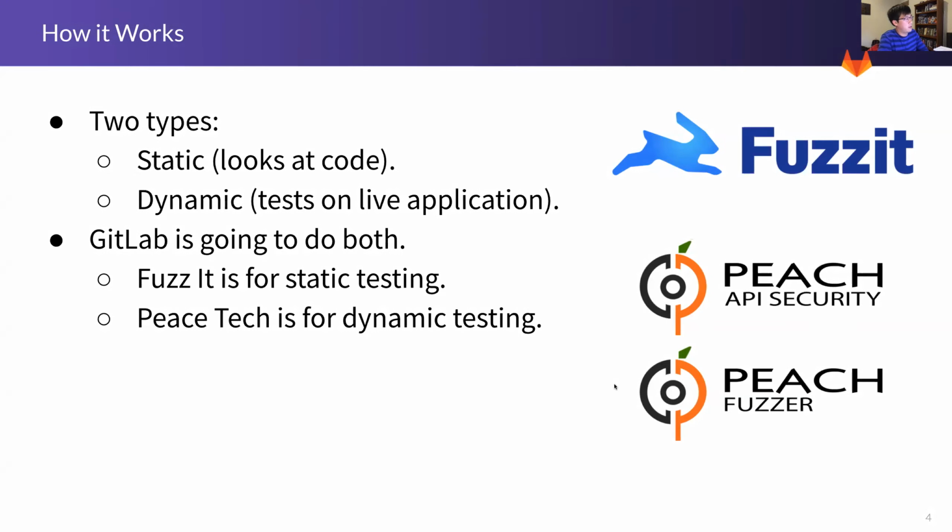So there's two types of fuzz testing, static and dynamic. The important thing to know about this is that GitLab is going to do both. That's the reason why we acquired two different companies. To talk about the differences between dynamic and static fuzz testing, I'm just going to give you an example. And I'll also explain what this is exactly.